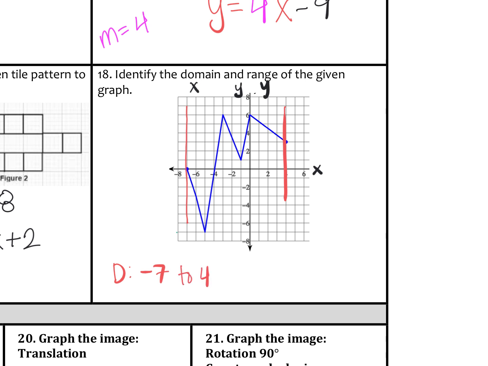And then range is bottom to top. So here's our bottommost point and our topmost point. So range would be negative 7 to 6.